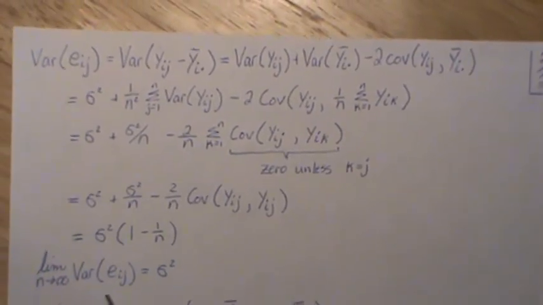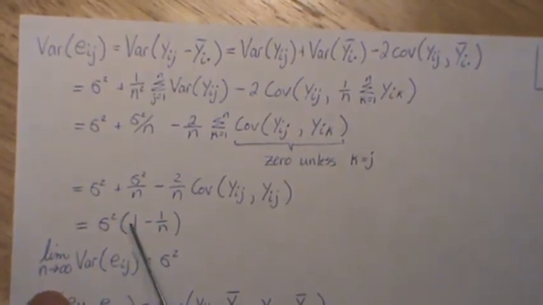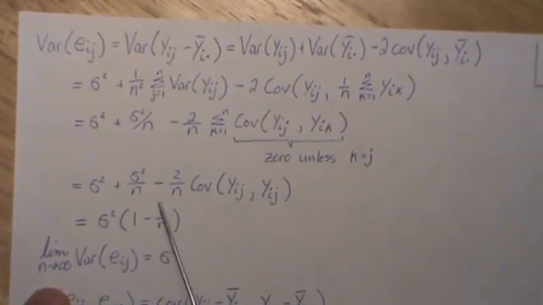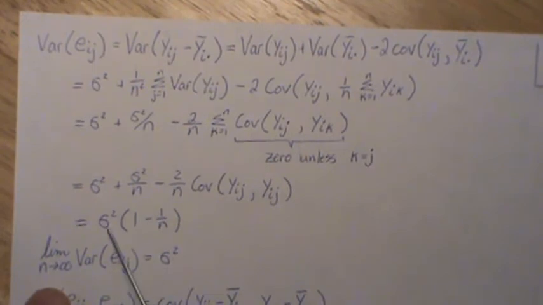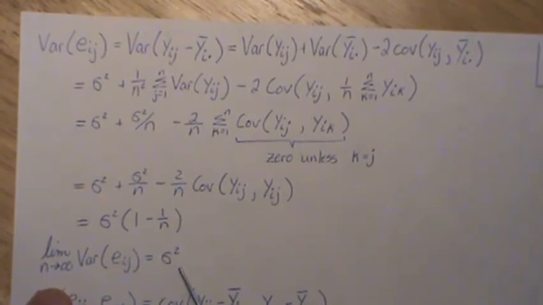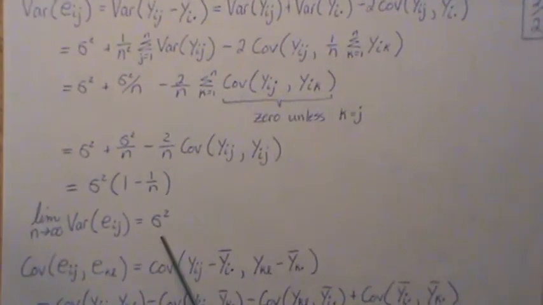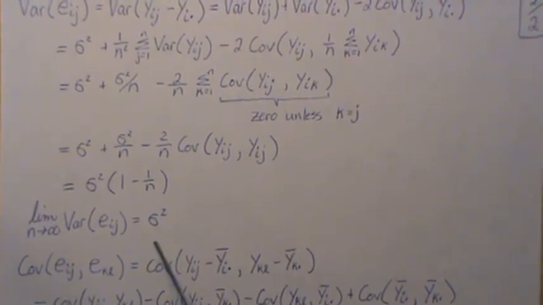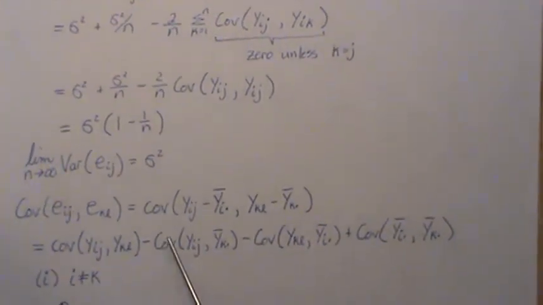Now, the asymptotic variance of EIJ: as n goes to infinity, this goes to 0, and we're left with just sigma squared, which agrees with our previous result, the sigma squared down the diagonal of the variance covariance matrix.